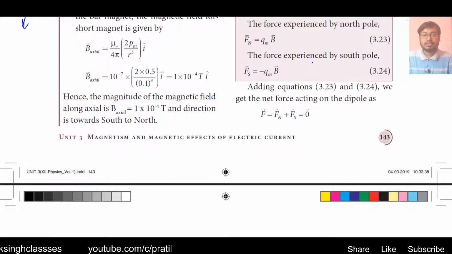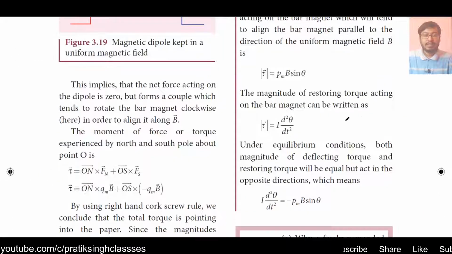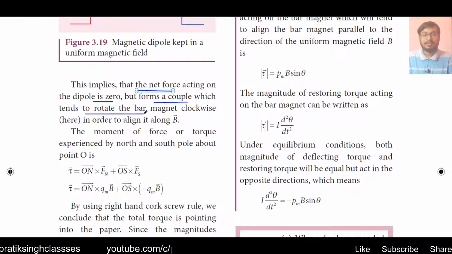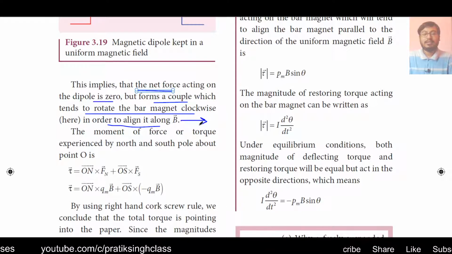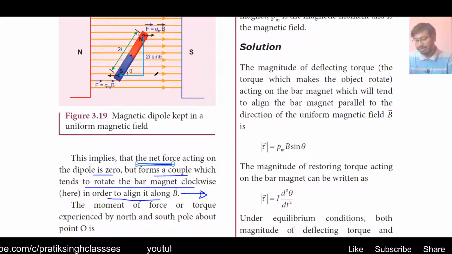Adding both these equations, we get net force equal to 0, that is Fn plus Fs is equal to 0. This implies that the net force acting on the dipole is 0, but it forms a couple which tends to rotate the bar magnet clockwise in order to align it with B. Align it with B means the bar magnet will come to the direction of the magnetic field lines.